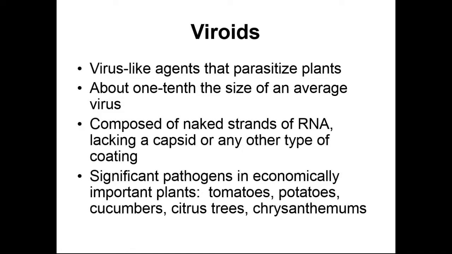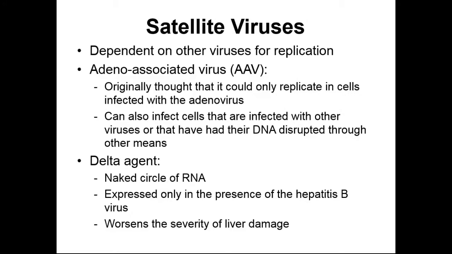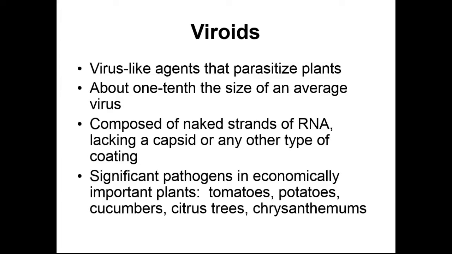We also have viroids. A viroid is a virus-like agent that can parasitize plant cells. It's about 1/10 the size of an average virus, so these are sometimes going to be down into the single-digit nanometer size. These have naked strands of RNA that don't have the capsid or any other kind of coating, and can be a significant pathogen for very economically important plants: tomatoes, potatoes, cucumbers, citrus trees, chrysanthemums, so on and so forth. A viroid is very similar in nature to the delta agent, but viroids have been documented and understood for a significantly longer period of time than the delta agent has been.